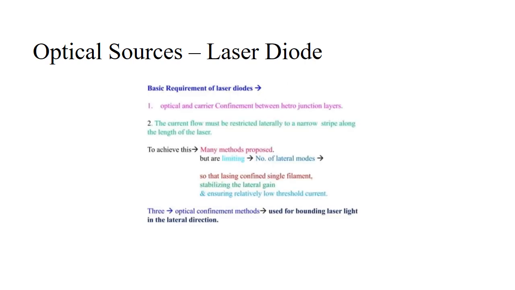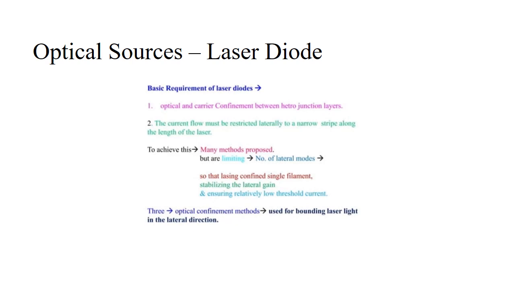If we choose the laser diode as the optical source, these are the basic requirements we are looking at. We observe optical and carrier confinement between heterojunction layers, and the current flow will be restricted laterally to a narrow stripe along the length of the laser. Many methods have been proposed to achieve this, but most are limited because of the lateral modes, so that lasing is confined to a single filament, stabilizing the lateral gain and ensuring a relatively low threshold current.